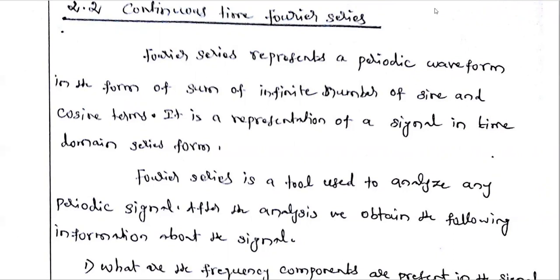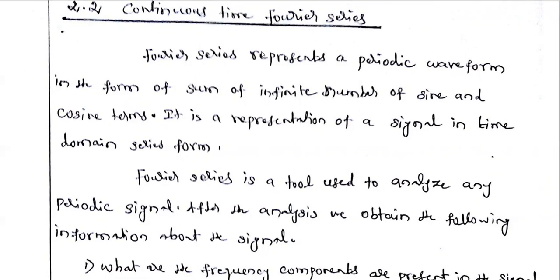In this, we are going to study the Fourier series, the continuous time Fourier series. Why is the name continuous time Fourier series? Using this Fourier series, we are going to analyze the continuous time signal x of t. So that's why it is called the continuous time Fourier series.